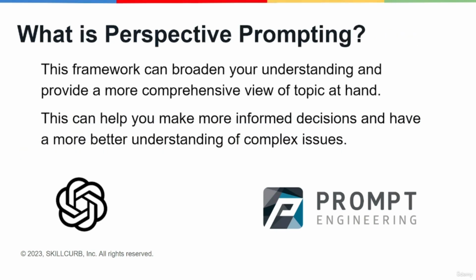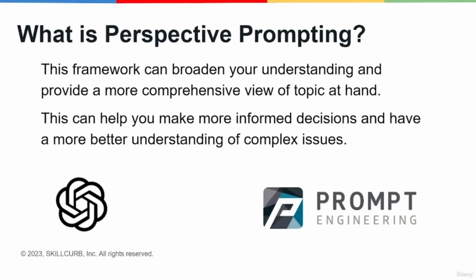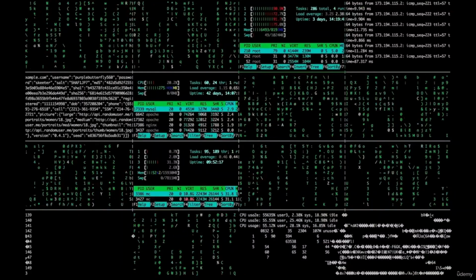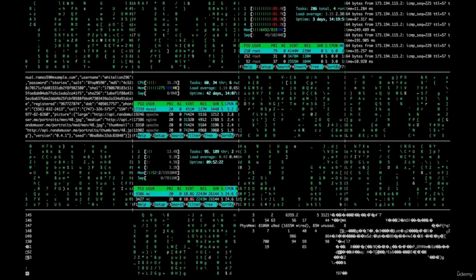So if we move forward, the first question that should be arising in all of your minds should be, what is basically perspective prompting? Perspective prompting is a framework that can broaden your understanding and provide a more comprehensive view of a topic at hand. This can really help you make more informed decisions and have a better understanding of complex issues.